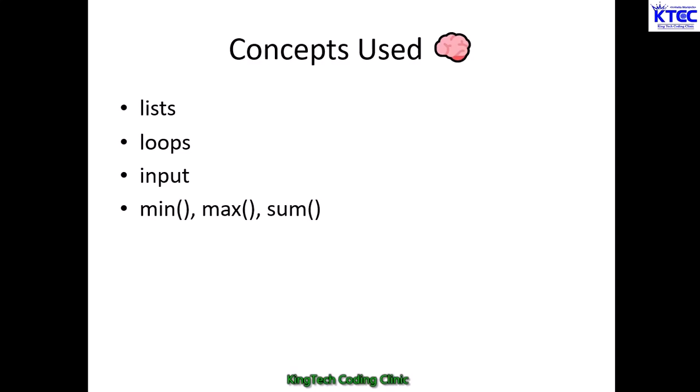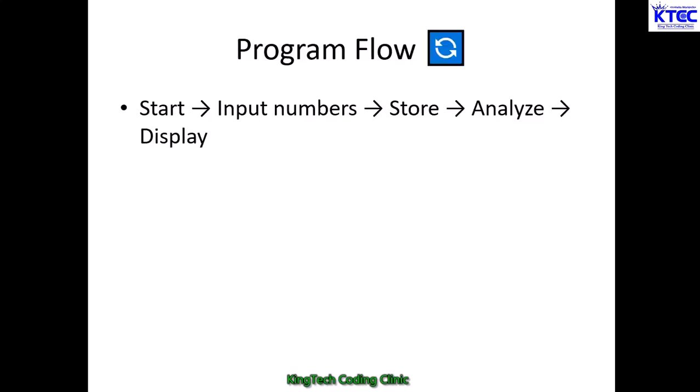Now we need loops, especially the while loop, to keep asking the user to enter numbers until they decide to stop. Then we also need the input function to prompt the users to enter those numbers. And we're going to be using the following functions: the min function to get the minimum of a series of numbers, then the max function to return the maximum number among them, then the sum function to add the numbers and give us the result.